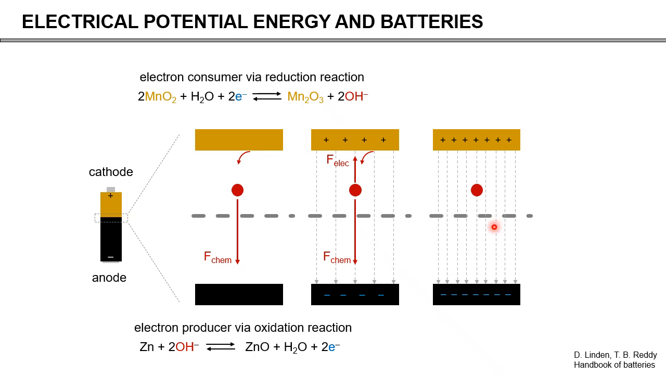Now you can of course see where this is going. At some point the electric field is so strong that it perfectly balances the force from the chemical concentration gradient. When these two forces are identical, the hydroxyl ions do not move anymore and basically the reactions stop.